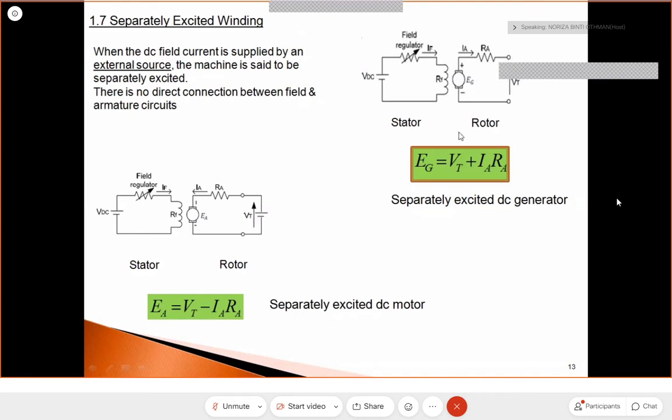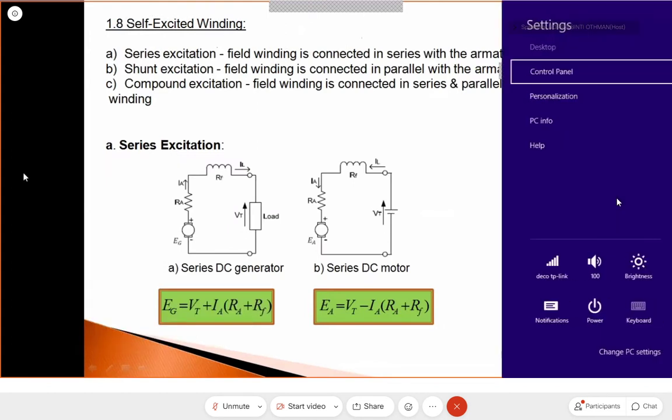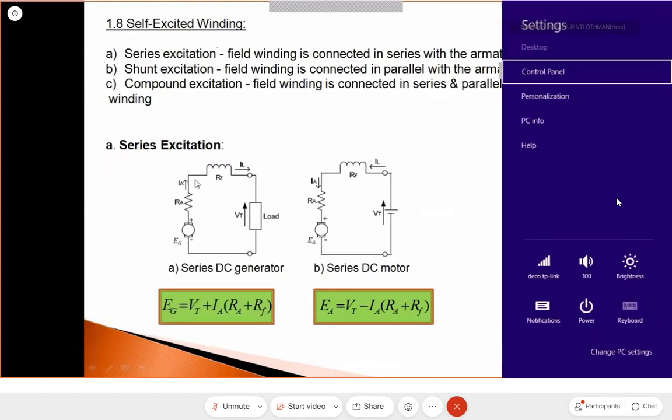So from here, sebab tu kita panggil separately excited. Sebabnya between the field dengan armature winding dia separate. Dia tak connect sekali. Kalau ini, ini adalah self-excited. Field armature dengan field dia duduk sekali, dia tak separate. Okay, so itu different between separately dengan self-excited winding.